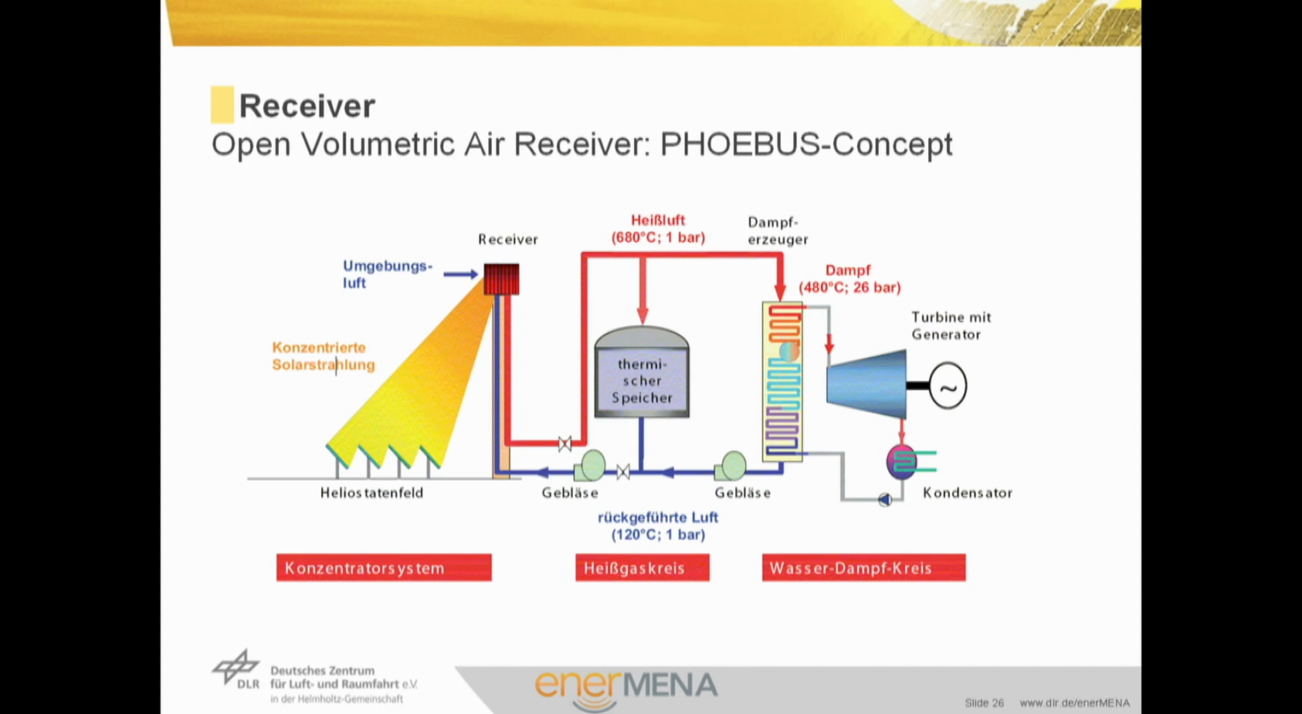Let's come to the first example of a volumetric air receiver. This is a quite simple receiver concept because we use air as working medium under atmospheric pressure.